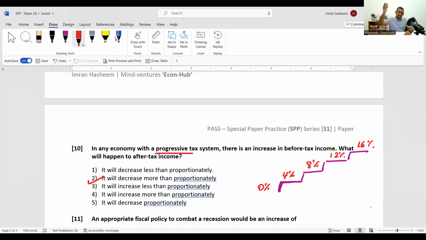So when you pay 4%, look at your after-tax income, and when you pay 8%, look at your after-tax income. Your after-tax income is much less if you are paying 8% than if you are paying 4%. That is the argument we are bringing forward. That's why it's not only a decrease in income, but the income will decrease at a higher percentage, because as your income increases, you fall into the higher bracket, higher percentage. Did it make sense? Right. Okay. Correct answer number 2.